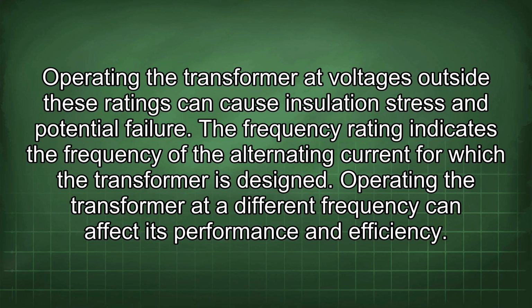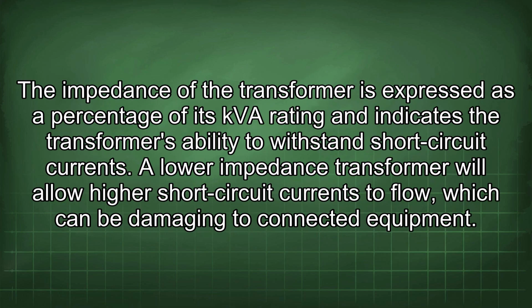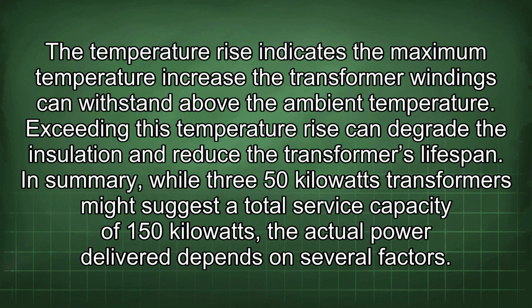The frequency rating indicates the frequency of the alternating current for which the transformer is designed. Operating the transformer at a different frequency can affect its performance and efficiency. The impedance of the transformer is expressed as a percentage of its kVA rating and indicates the transformer's ability to withstand short-circuit currents. A lower impedance transformer will allow higher short-circuit currents to flow, which can be damaging to connected equipment. The temperature rise indicates the maximum temperature increase the transformer windings can withstand above the ambient temperature. Exceeding this temperature rise can degrade the insulation and reduce the transformer's lifespan.